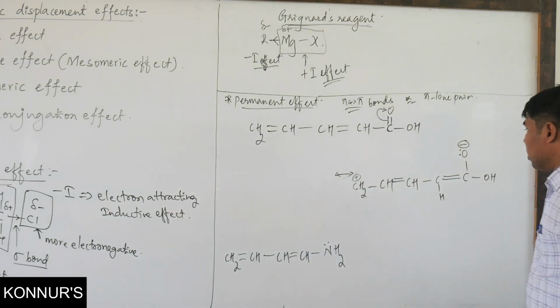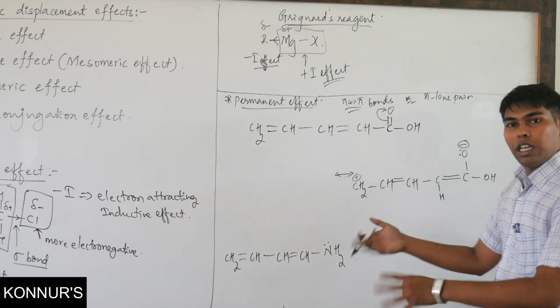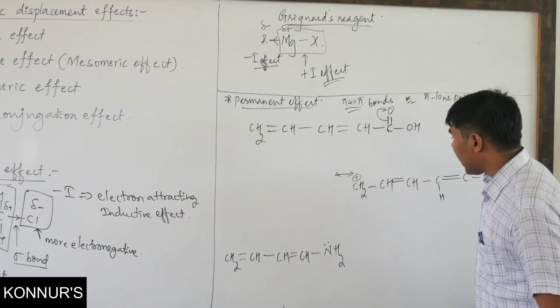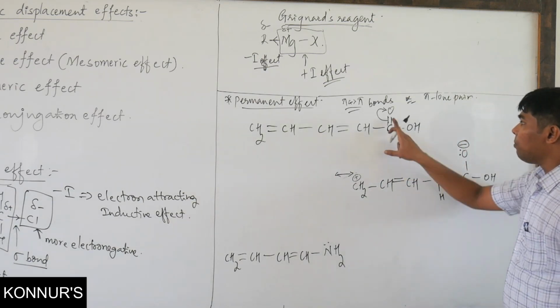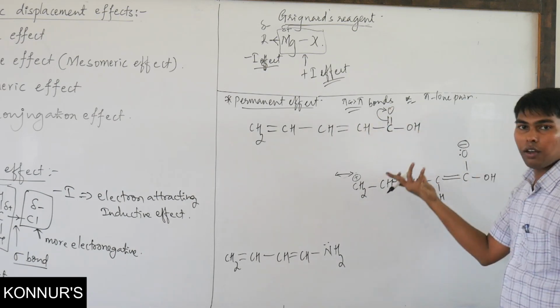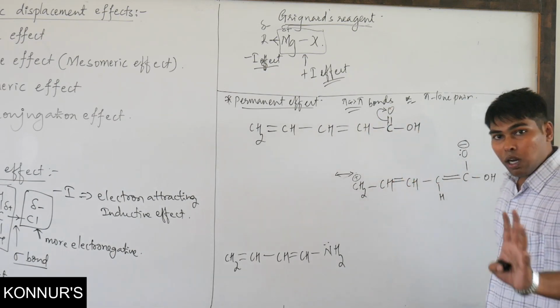Now there is a polarity produced inside the molecule due to interaction of pi electrons and lone pair. So in the interaction, a pi electron is converted into a lone pair. I will tell one more example.